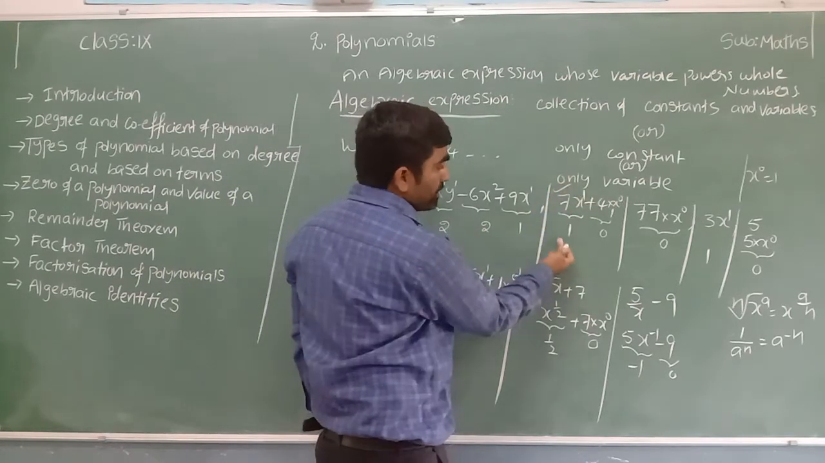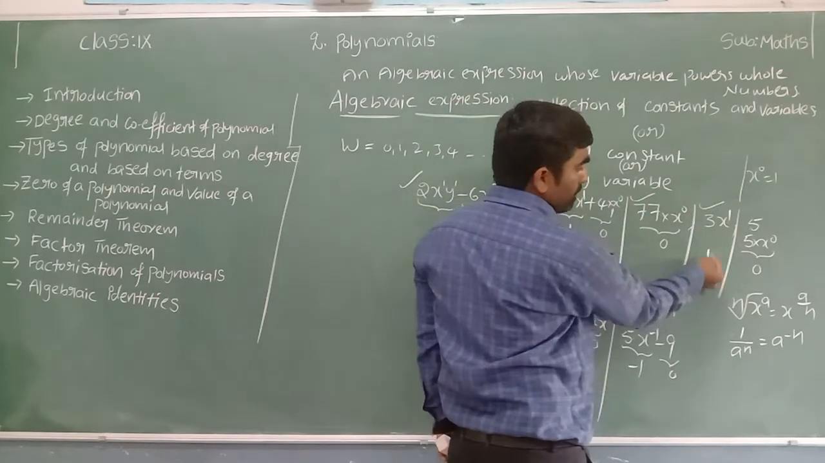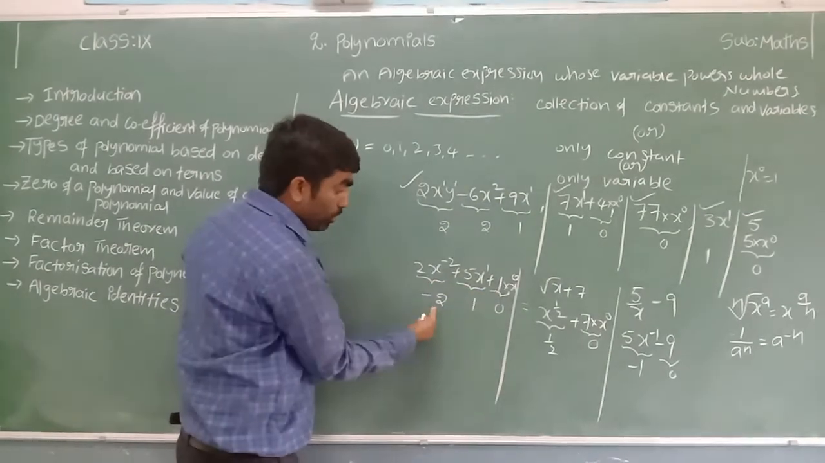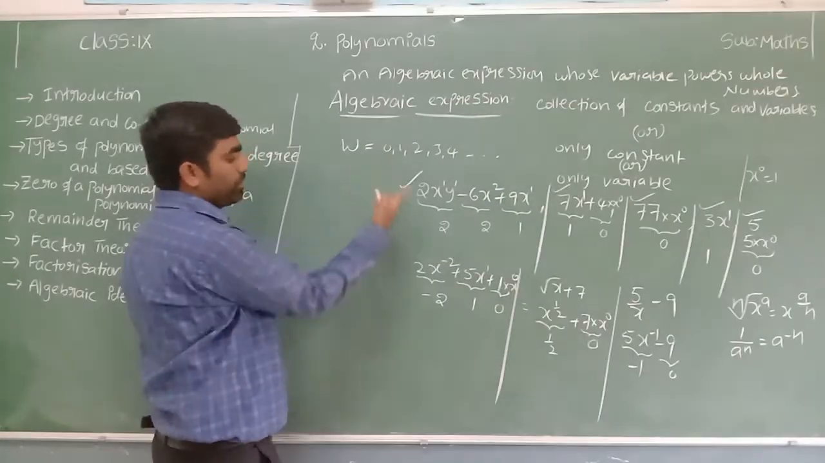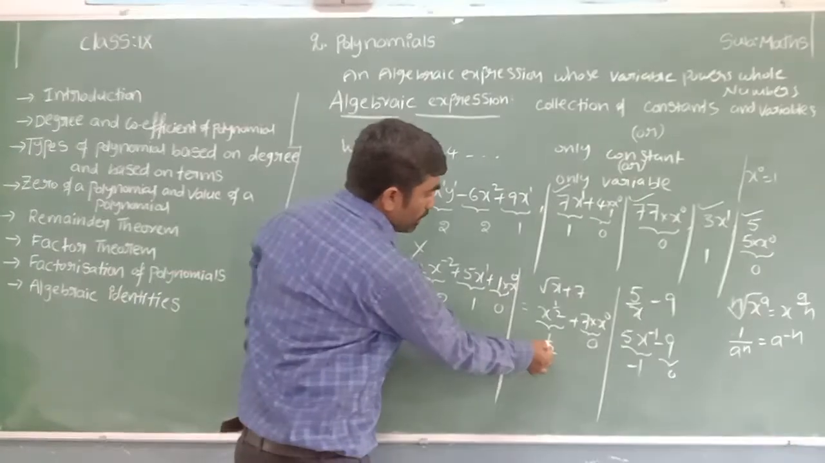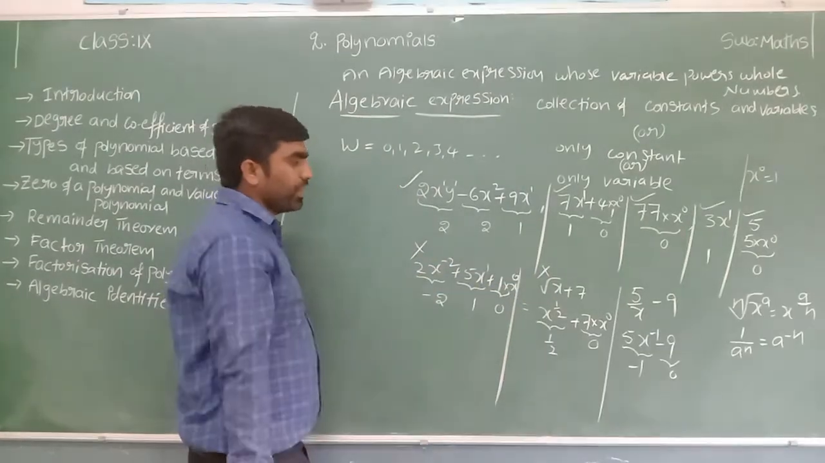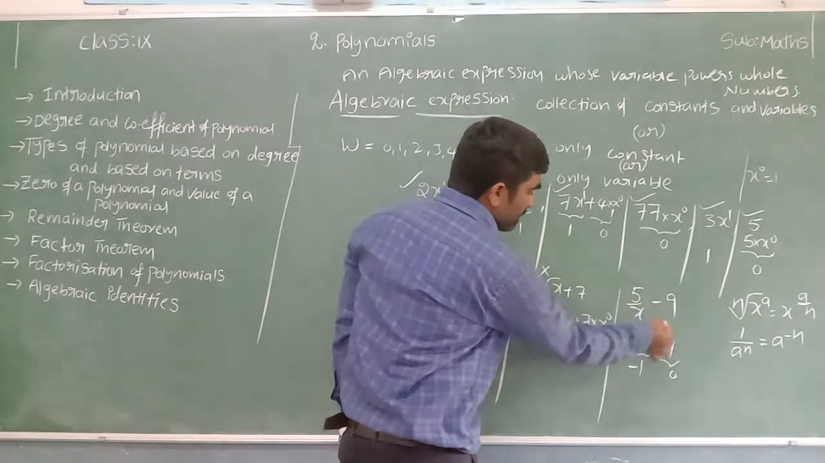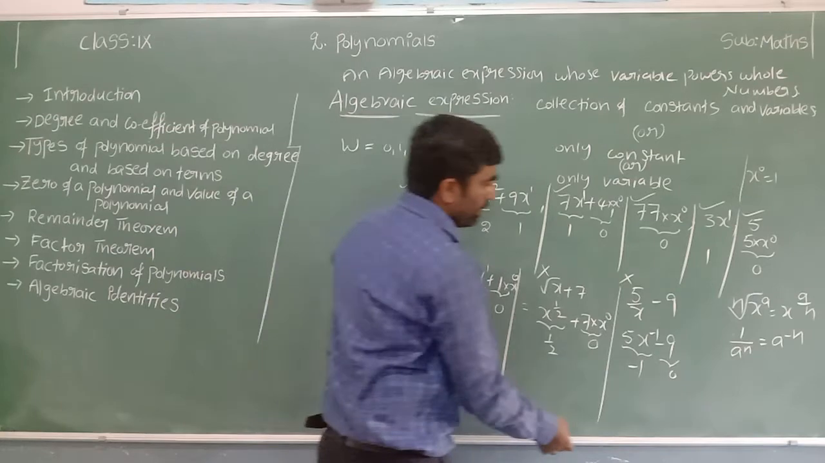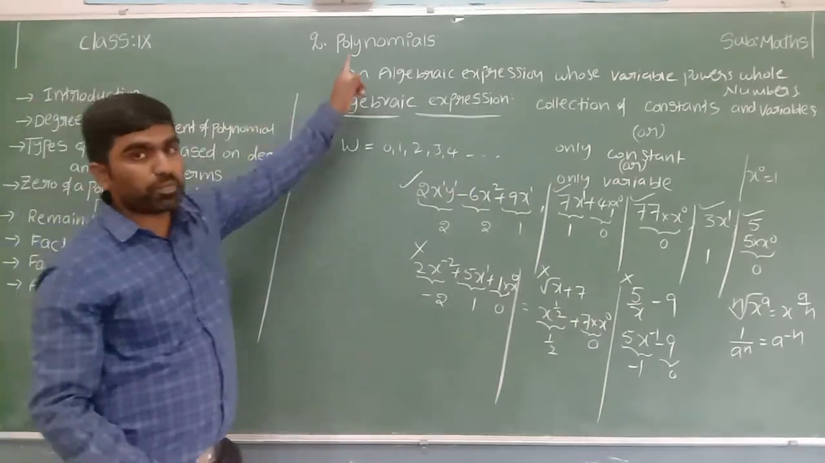Even the second algebraic expression is also a polynomial. Even this one is also a polynomial. But here, if you see an algebraic expression whose variable powers do not belong to whole numbers, minus 2 is not there, so it is not a polynomial. Even here, 1 by 2 is not in whole numbers. It is not a polynomial, but it is an algebraic expression. Its variable power minus 1 does not belong to whole numbers. So now I hope you understood clearly what is meant by polynomial.